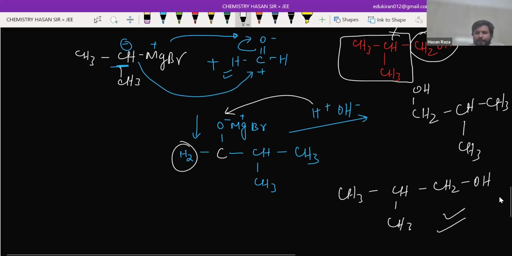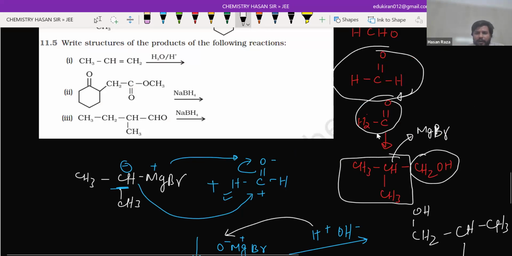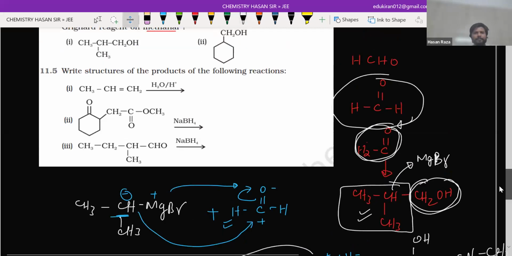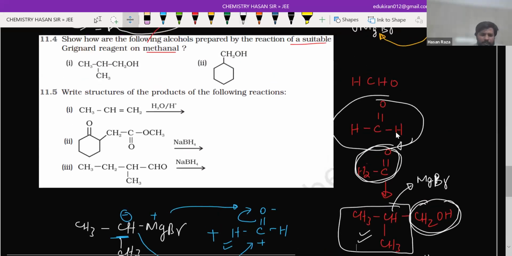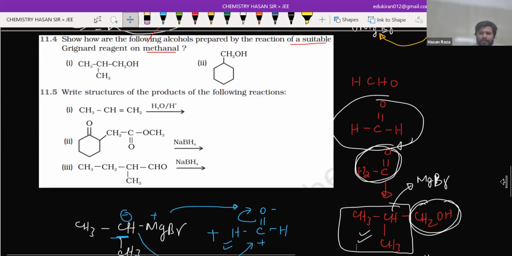What I just did, I showed you that this is your methanol, and I wrote it like this, and this is your CH2OH, which will reduce to become this. Is that clear, everyone? Yes or no? Yes, sir. Okay. The next one is also very easy.